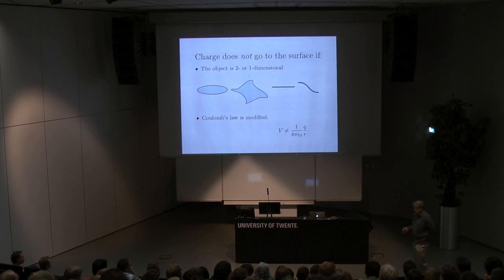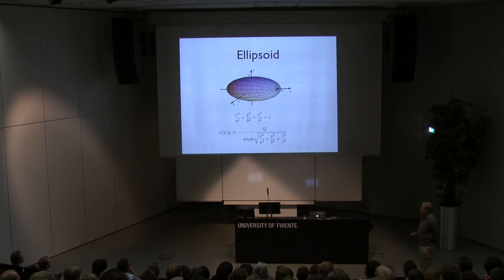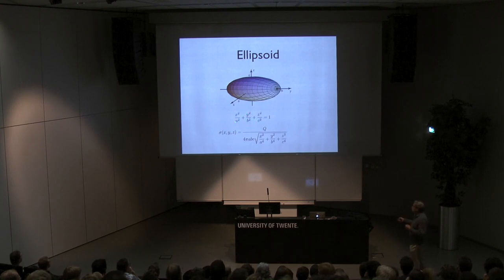One exception, a classic exception from the 19th century, is the ellipsoid, an ellipsoidal conductor. An ellipsoid, not an ellipsoid of revolution. I got three different semi-major axes here. So x squared over this is a formula for an ellipsoid, of course. A, B, and C in general different.